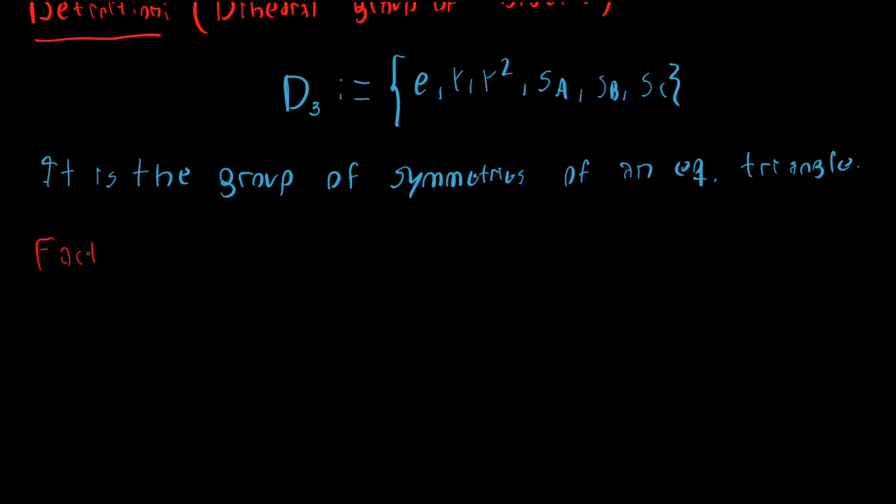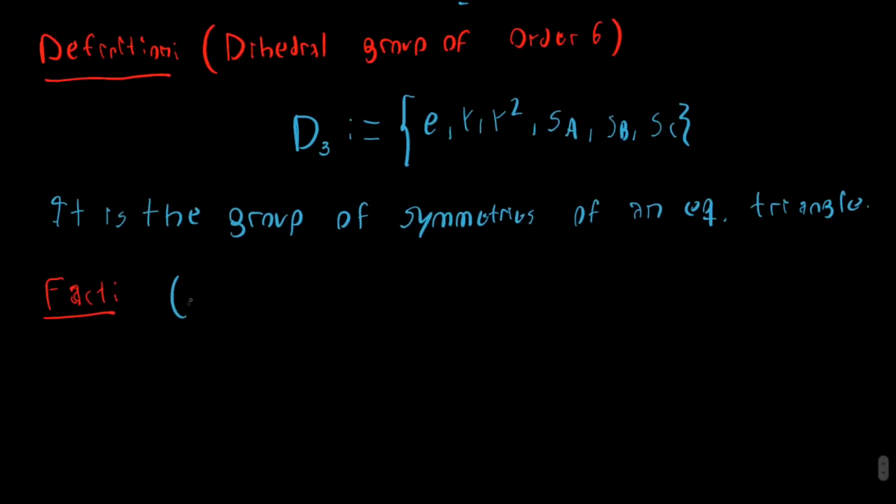We state the fact: D3 under composition, which we can denote with this circle here, of these symmetries, is a group. So let's prove it.